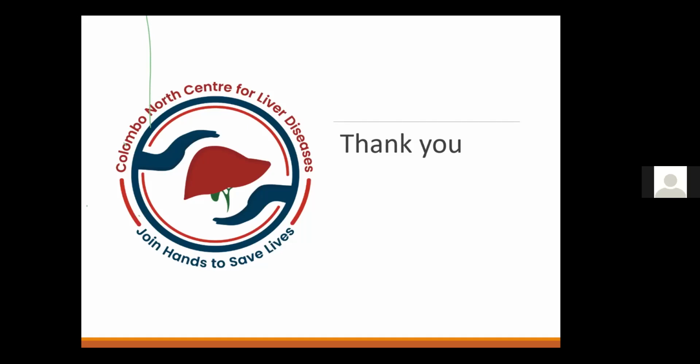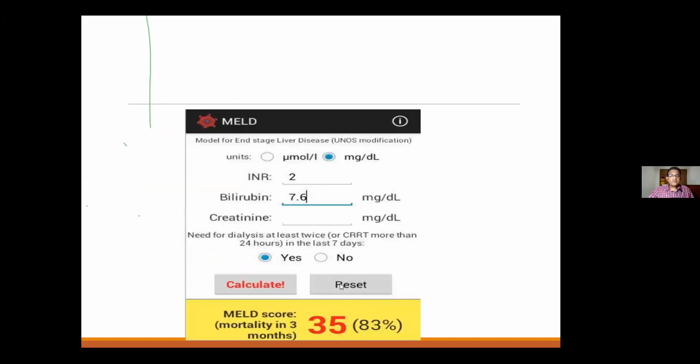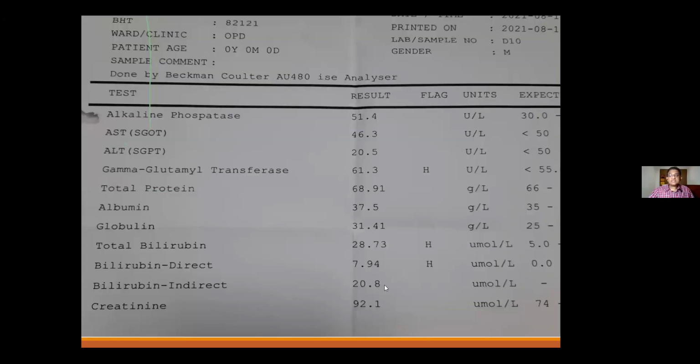And there's a question about the last case we discussed. Can it be Gilbert's or Dubin-Johnson? The last case was the cirrhosis patient who was well compensated. Albumin is normal, but the AST-ALT ratio is reversed. So fibrosis is there, significant. Albumin normal, that's good synthetic function. In this case, it was Gilbert's because of indirect hyperbilirubinemia. Shall I go back to that slide? See, direct bilirubin is 7, indirect bilirubin is 20. So this is indirect hyperbilirubinemia. So this is Gilbert syndrome.